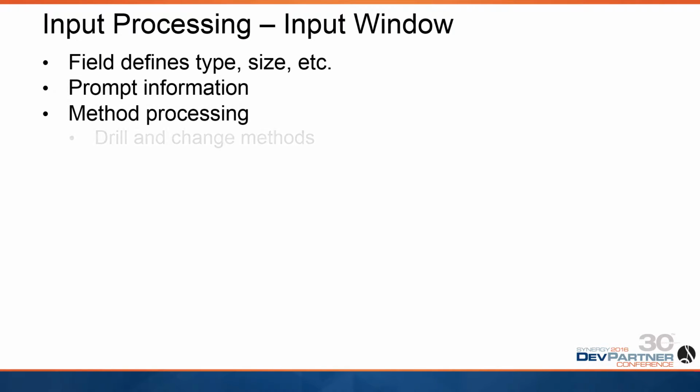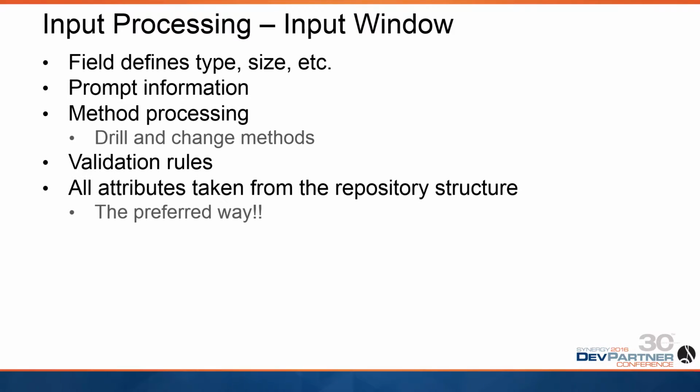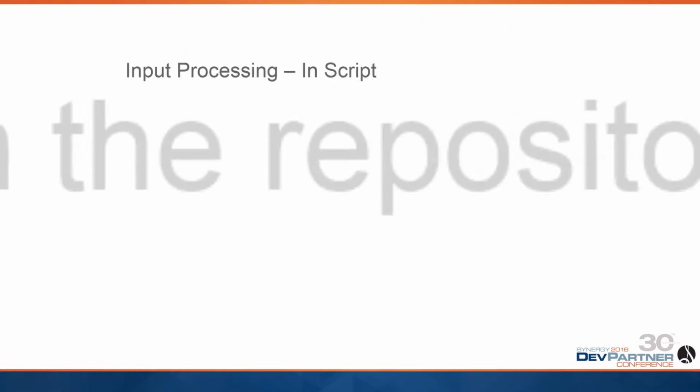The input window defines everything there is about your input, the fields you want to see, the prompts, not necessarily all the fields on the record area, more often than not, but you still have all that data available to you. Method processing like drill and change methods, validation rules that are built into the repository, so if you enter a value of 10 into a field that says you can only have it in a range of 1 to 3, it won't let that value go through.